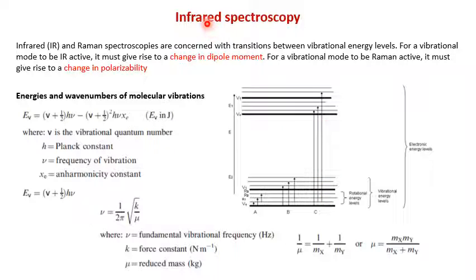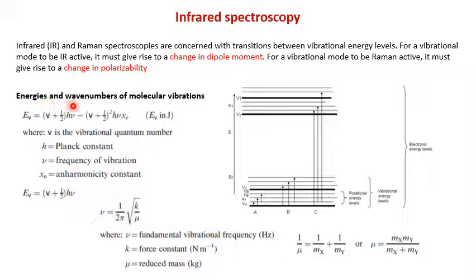So for IR spectroscopy, it is a purely vibrational transition. This transition occurs between two vibrational energy levels, V0 and V1, like this.